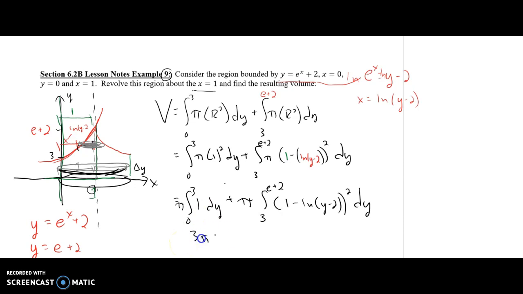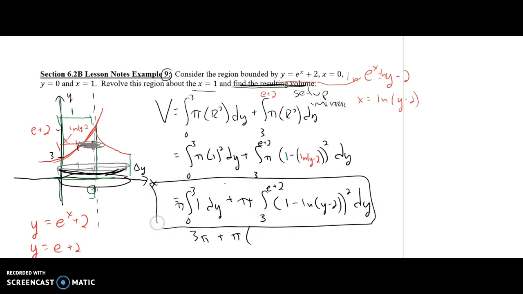So 3 pi here, plus pi times some value I'm going to get when I plug it into my calculator. But I don't really want to spend my time doing that. Instead of finding the resulting volume, maybe we can just set up the integrals. Okay? So that would be this right here.